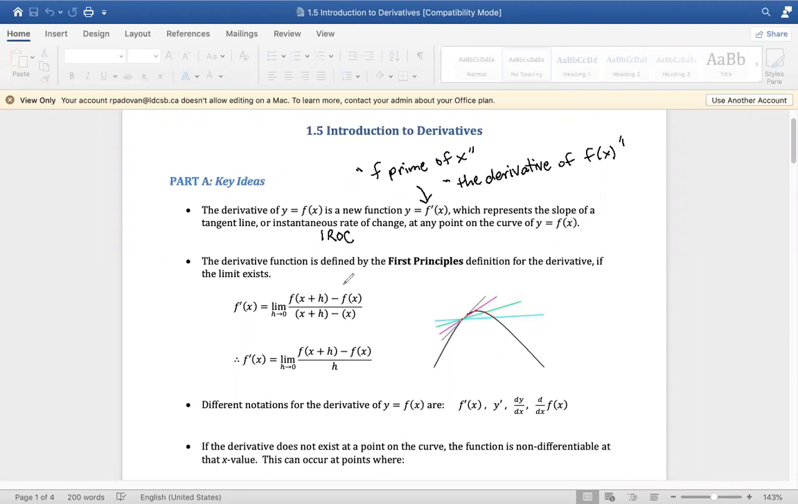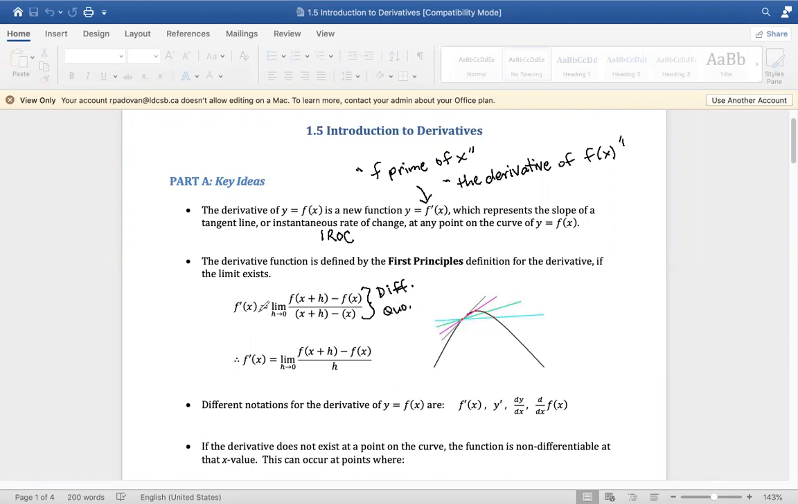So the derivative function is defined by the first principles definition for the derivative if the limit exists. So the limit has to exist. So let's say here the limit as h approaches 0. This is just the simplified version of this one. So this, if you remember, equation is our difference quotient. Our difference quotient from before.